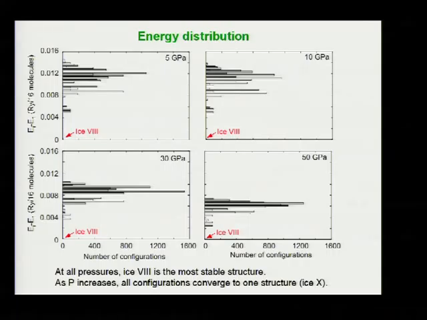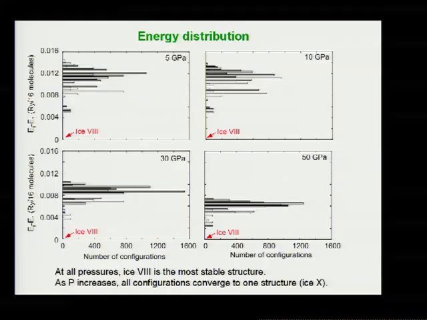Then this is the energy distribution over the 52 configurations at 5 gigapascal, 10 gigapascal, 30, and 50 gigapascal. As you can see, ice VIII has the lowest energy. This is the expected result because ice VIII is a stable structure at low temperature. Then as pressure increases, the width of the energy distribution over all configurations decreases. This corresponds to the fact that, as pressure increases, all configurations converge to one structure, that is ice X.